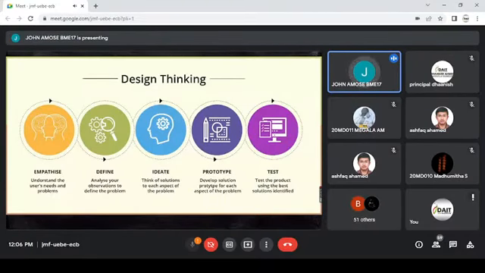So when you're working as a team, the first thing you have to do when you're trying to build up a solution is to empathize, all right? You'll have to empathize as to what the particular user needs. So understand the user's need and problem. This is the first and the most important stage.